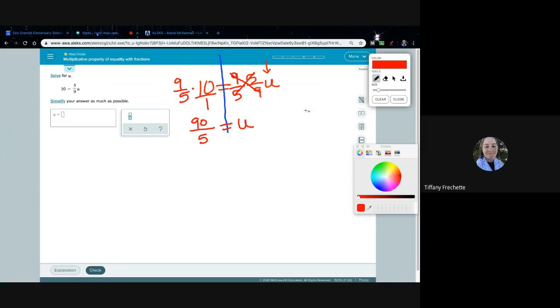We're almost there. Now we just need to know what is 90 divided by 5. And they do have the calculator marked off here, so we can do long division like this. You are welcome to use a calculator outside of this program. That's perfectly fine.